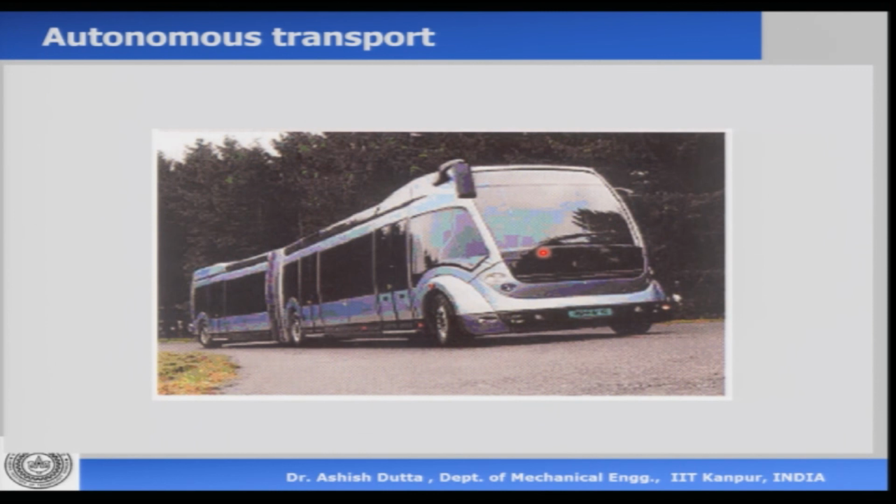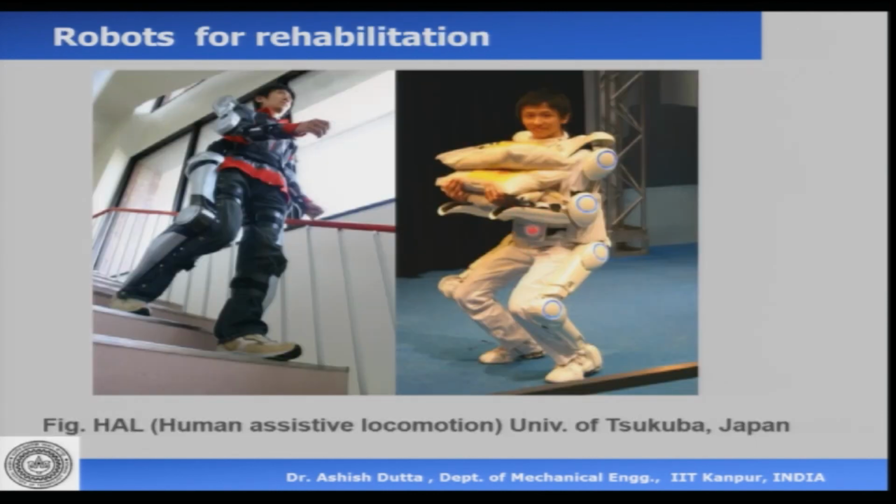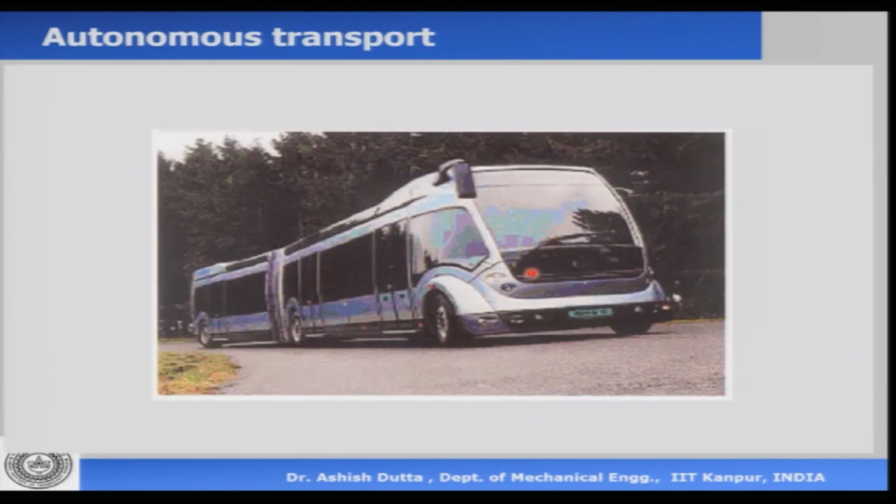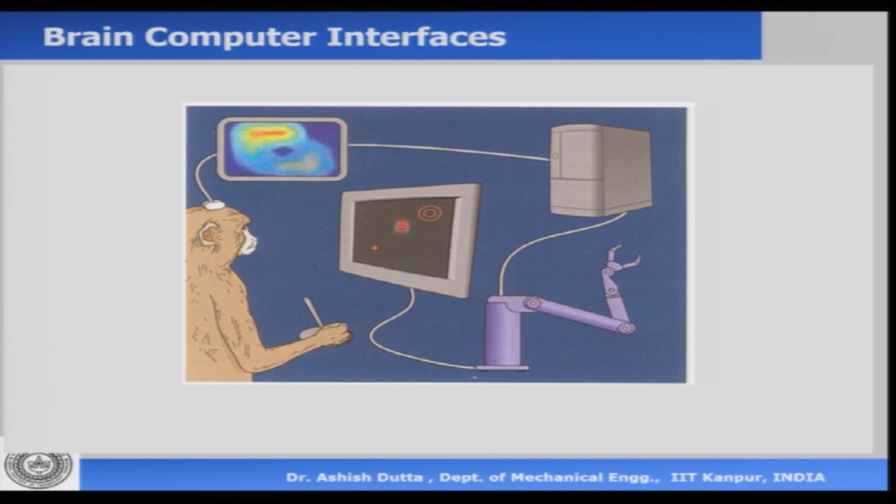Such devices are also used for rehabilitation. Then automatic transport, where these are automatic buses which are already there in several parts of the world. These are driverless, and they are completely autonomous. So autonomous transport, brain computer interfaces.